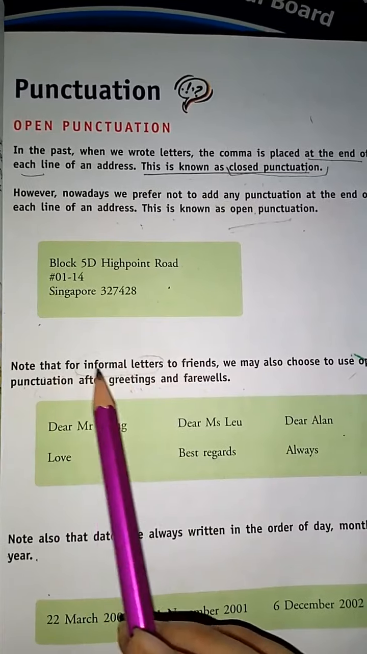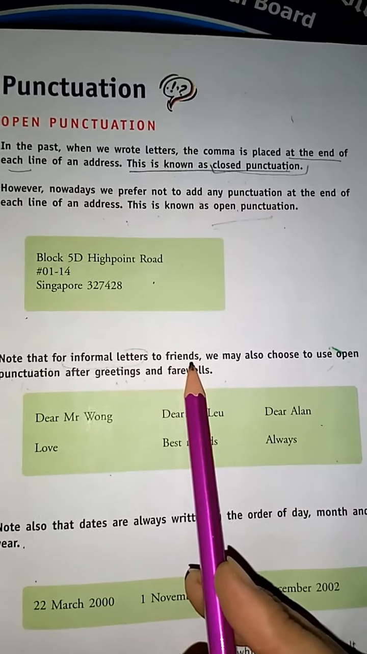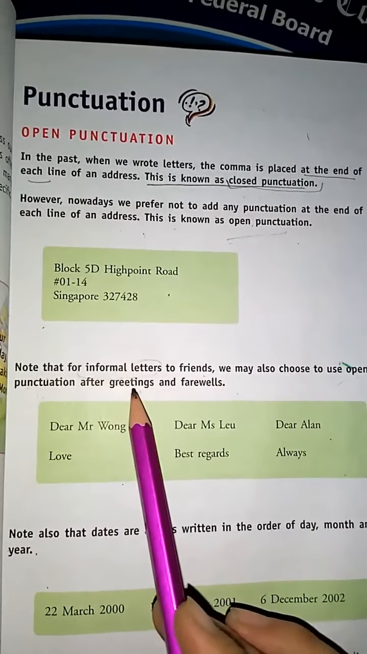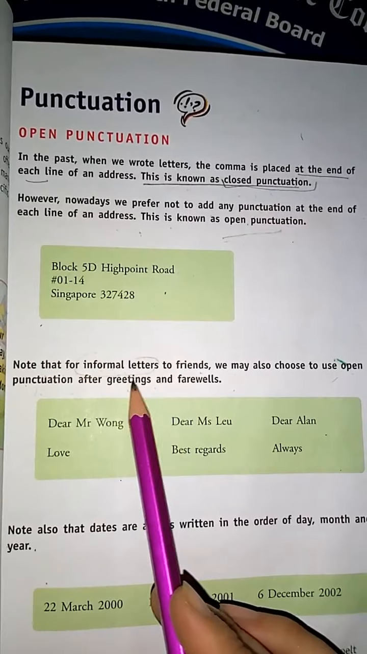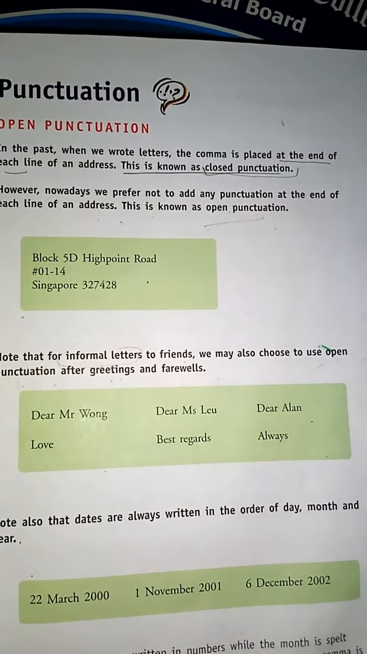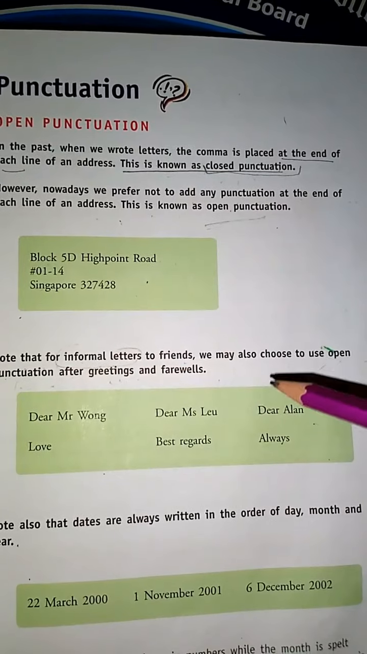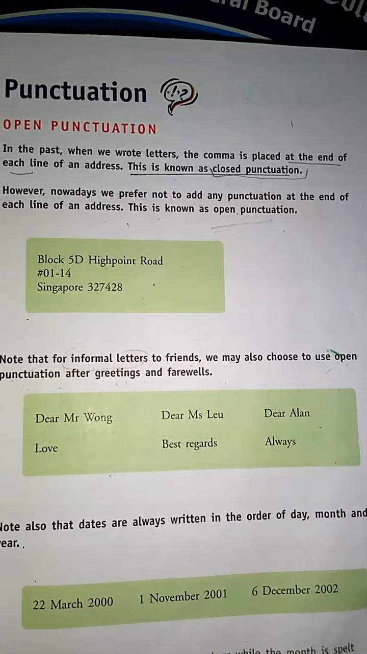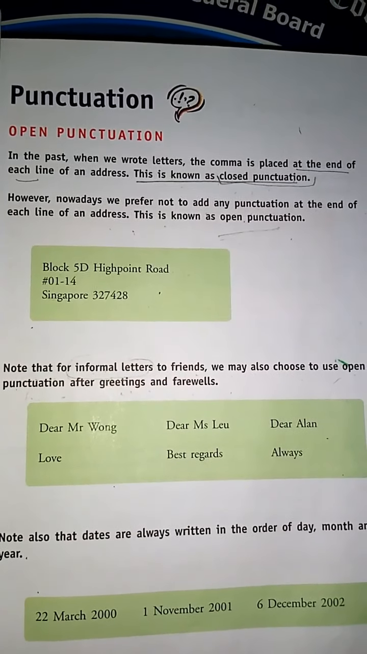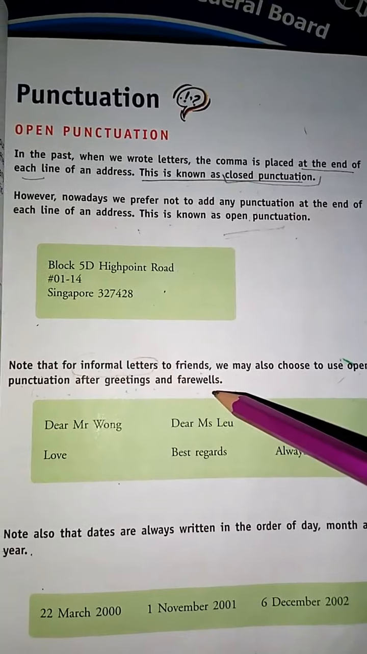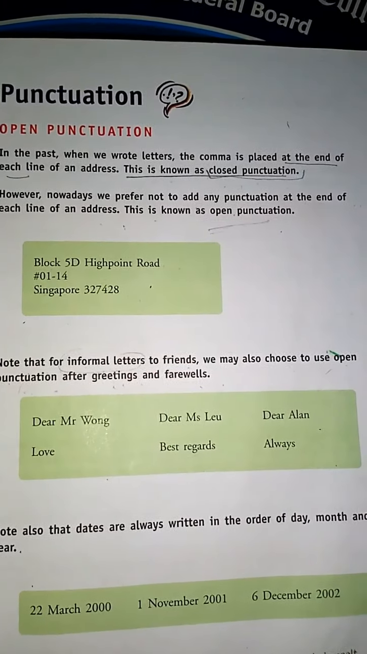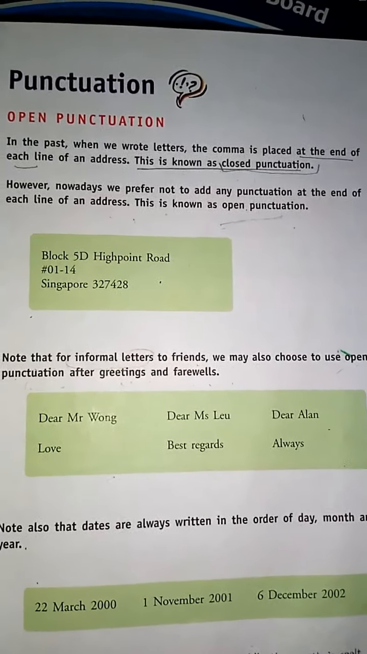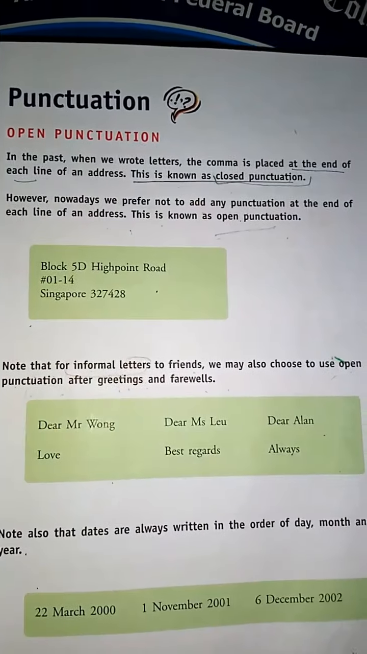So when we are writing an informal letter to our friends, our family or anyone, we may also choose to use open punctuation after greetings and farewells. What are greetings? When we say salam, assalamu alaikum, or hello to them. And what are farewells? When we say goodbye or best regards. So it's our choice: if we don't want to use a comma in greetings and farewells, we are free not to use closed punctuation. We are allowed to use open punctuation in informal letters, but not in formal letters.